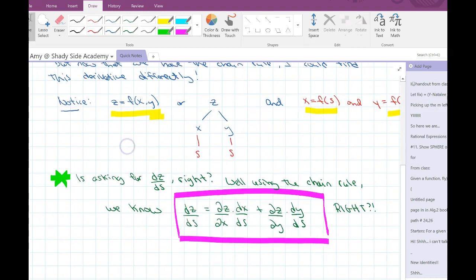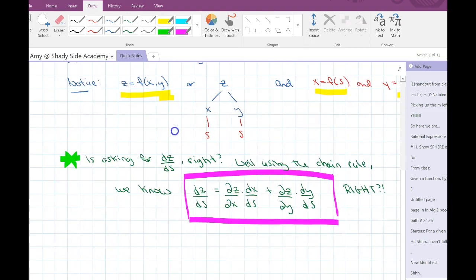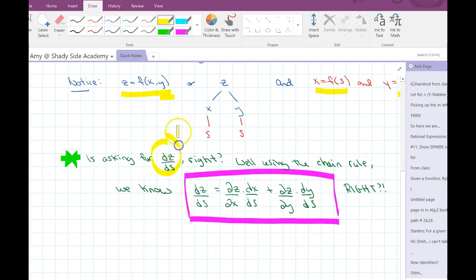Well, guess what? If I know that z is a function of x and y, and x is a function of s, and y is a function of s because of these, and I'm asked to find dz by ds, I know using the chain rule that dz by ds equals dz by dx times dx by ds plus dz by dy times dy by ds. And look what we have here. We have a brand new way to find the directional derivative. This is another way of finding what we found above.